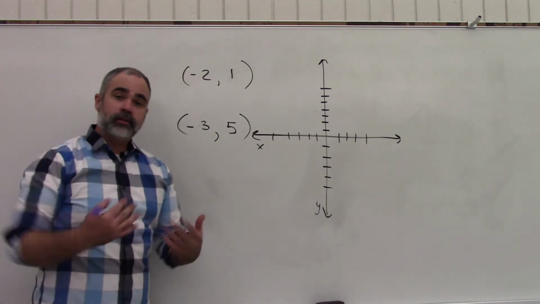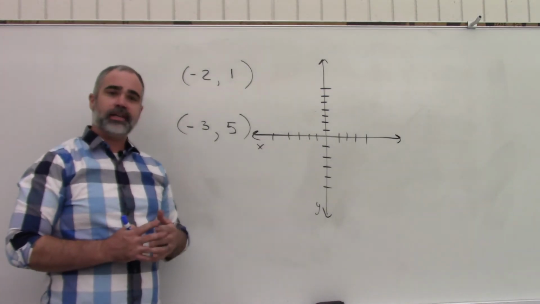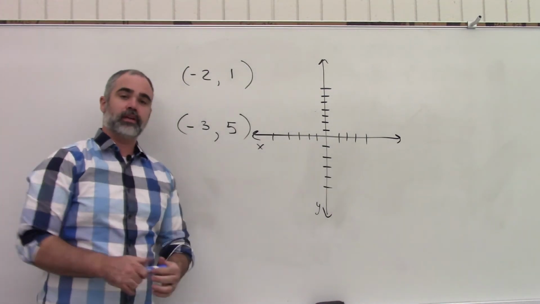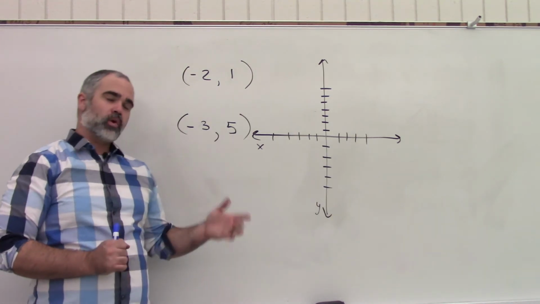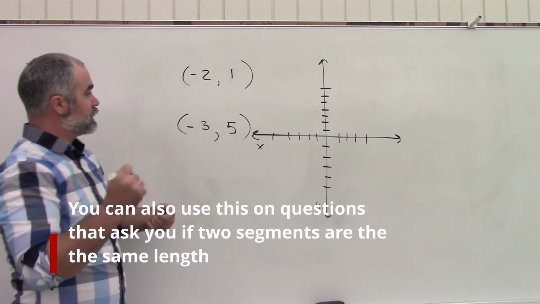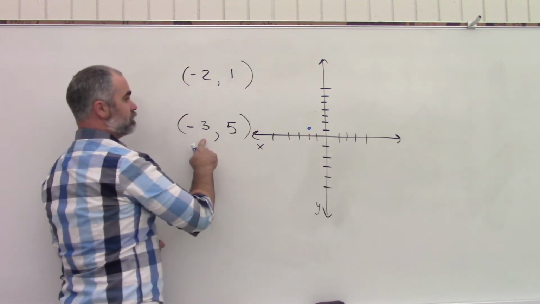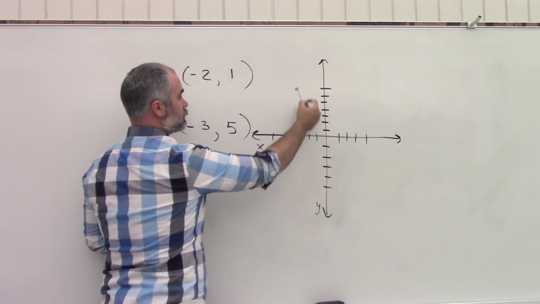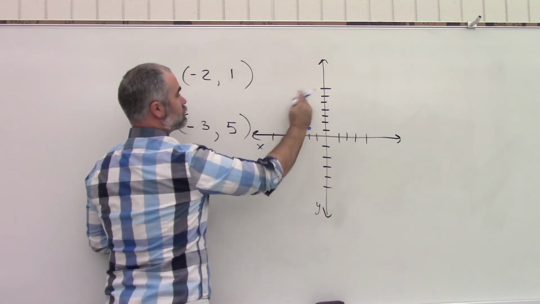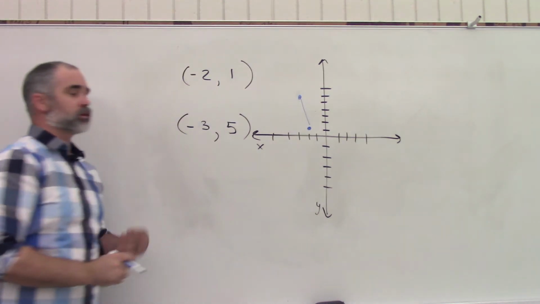All right, now if you were to get this problem and you were asked to find the distance, or maybe you were trying to compare the length of another segment, see if they were the same, you would probably be asked to use the distance formula. Or we can just graph this. Negative 2, 1, that's right here. Negative 3, 5, that's up here. So I want that segment right there. I want to know the distance.